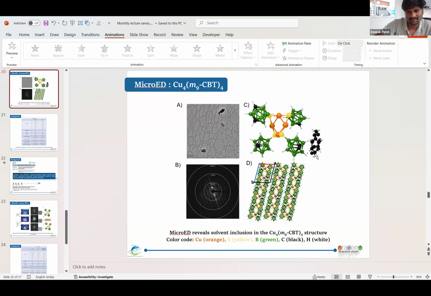Another question is technical: how do you avoid potential electron beam damage during this measurement, because this copper compound will be a little sensitive to the electron beam? We use a very low electron dose rate. Also, we use a nanoprobe to select one particular area, like selected area electron diffraction.